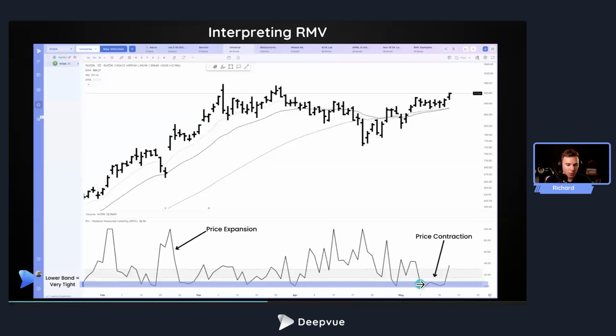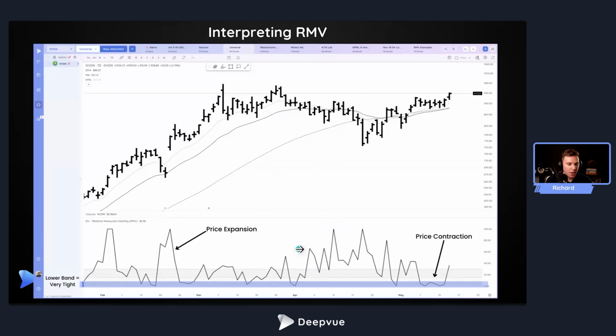What's RMV doing? We're contracting because this price action is tighter than the recent price action and what's normal for the stock. So RMV, as it gets closer to 0, that basically means we're forming a tight range. As it expands, it means we're expanding relative to the recent price action. So these 2 days moving up is a lot more volatile than the recent price action, which was pretty tight closes as we pull back here. So that created this price expansion and push towards 100 on RMV.